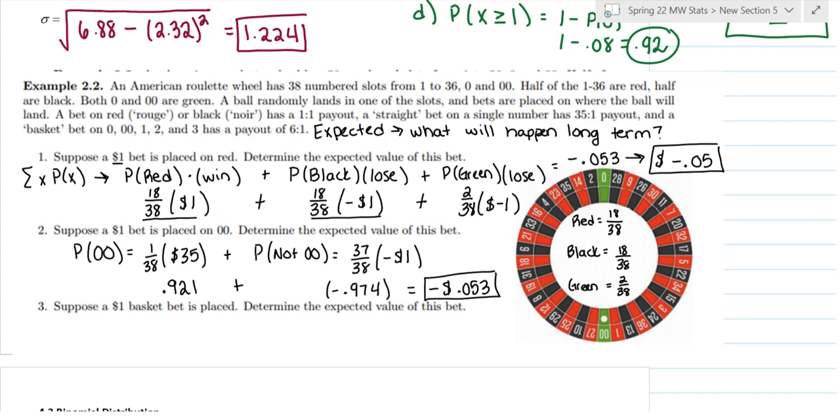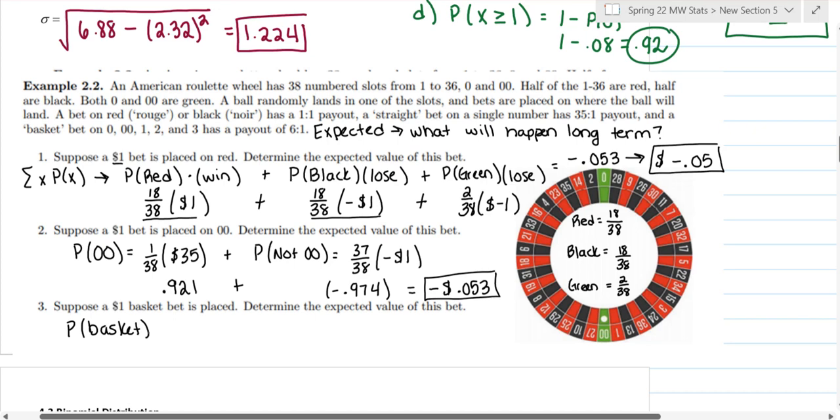Okay, so the basket bet is 0, 0-0, 1, 2, and 3. So probability of getting a basket. So how many ways could we win? 5 ways, yeah. So 1, 2, 3, 4, 5. So 5 out of 38. And if we win, how much do we win? $6? 6 to 1. So 5 out of 38 times $6 plus probability that you don't get a basket.